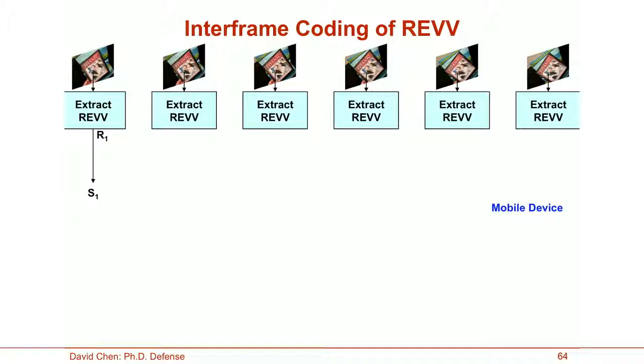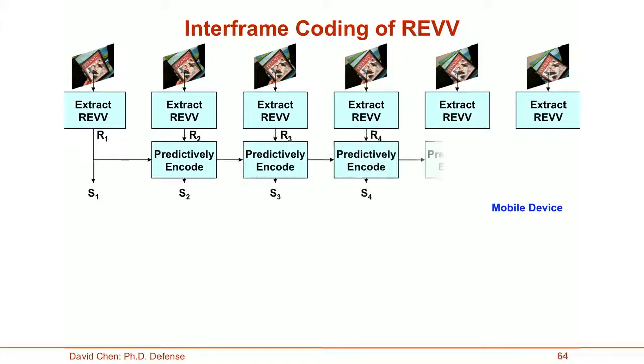For the first frame, we'll send its REVV signature by itself. It's already very compact. But for the second frame, we will use the previously transmitted REVV signature as a reference to predictively encode the second REVV signature. This predictive coding continues for the next several frames until a later time when we send the REVV signature by itself again to refresh the contents.